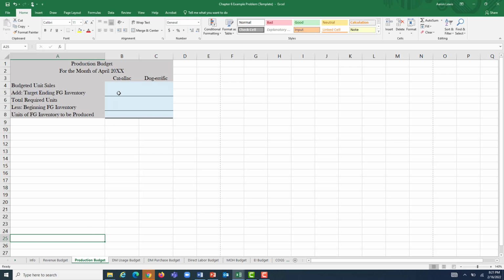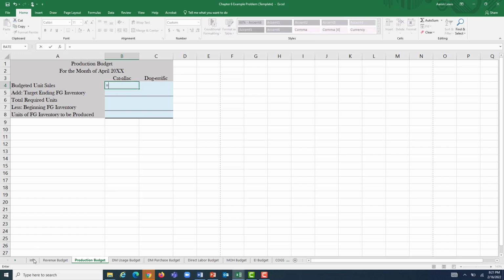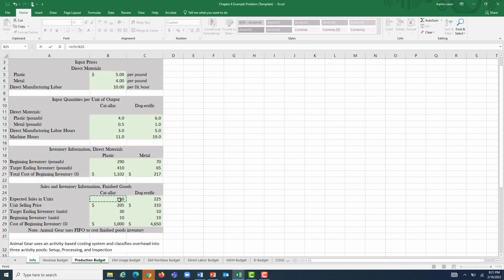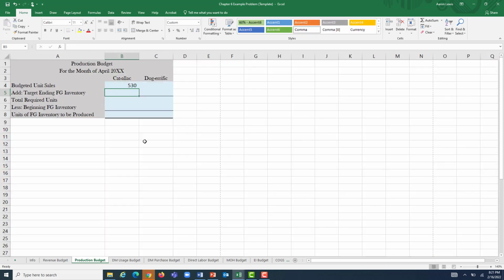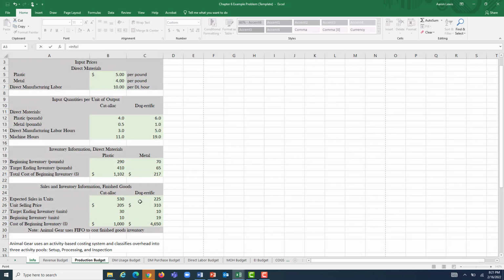So for the Cadillac, our budgeted unit sales, we just had that information a minute ago, but I'll go grab it off the info one more time. We're proposing to sell 530 Cadillacs and 225 Doggerifics. So I'm going to go grab those numbers.